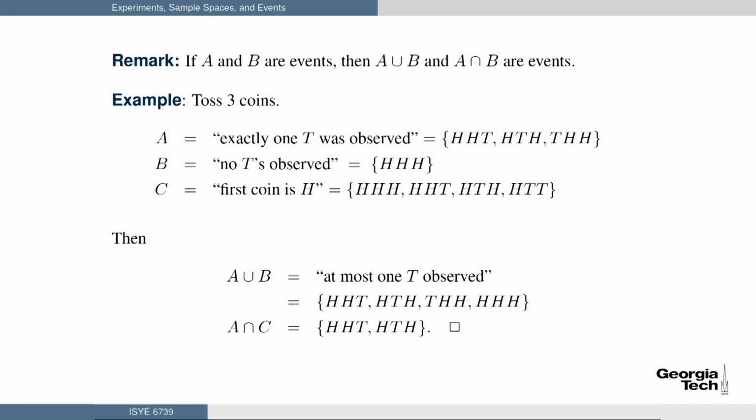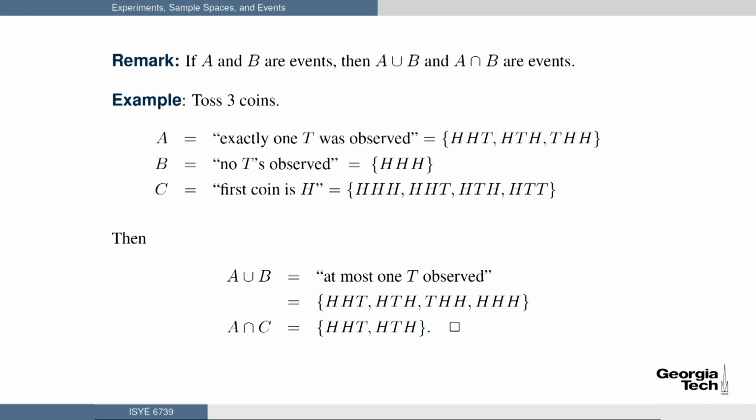A union B in plain English is at most 1 tail is observed. That just means 0 or 1 tail, and that's A union B, and I take the union of those 2 sets. So I get heads, heads, tails; heads, tails, heads; tails, heads, heads, that corresponds to A, and I add on to that, no tails were observed, heads, heads, heads. You can see how easy that is.